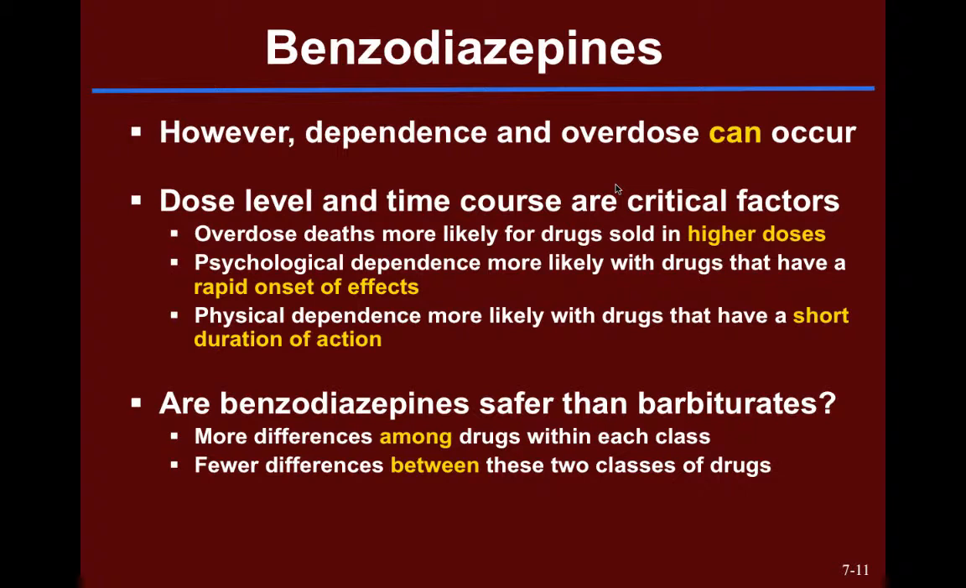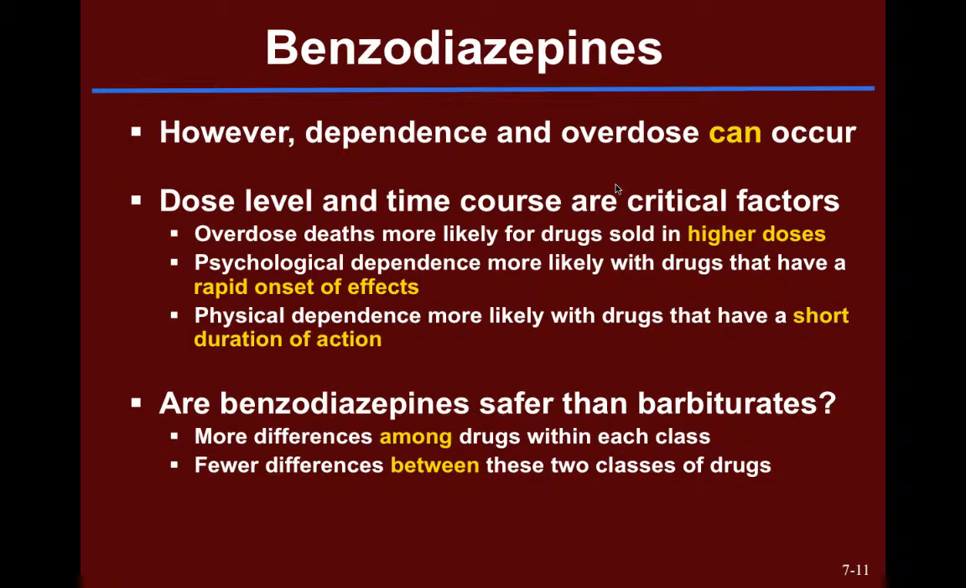So we come down to this question, whether benzodiazepines are safer than barbiturates. And what we're going to find actually is it's not really whether the two classes of drugs have those broad distinctions, but really it's whether drugs within each class. So there are benzodiazepines that are much safer than other benzodiazepines, and then barbiturates that are much safer than other barbiturates. So it's difficult to draw distinctions between the two classes, but it's easy to draw distinctions between drugs within each group.